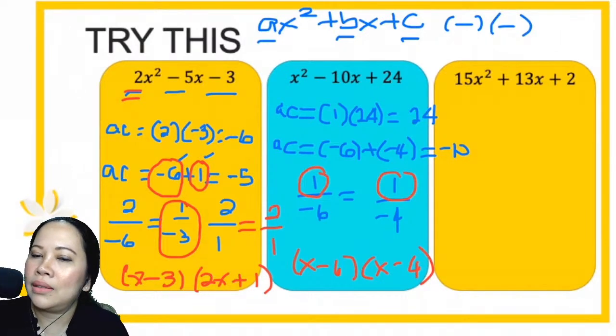Welcome, Maha Blanca. Okay, let's try the last one with the AC method.